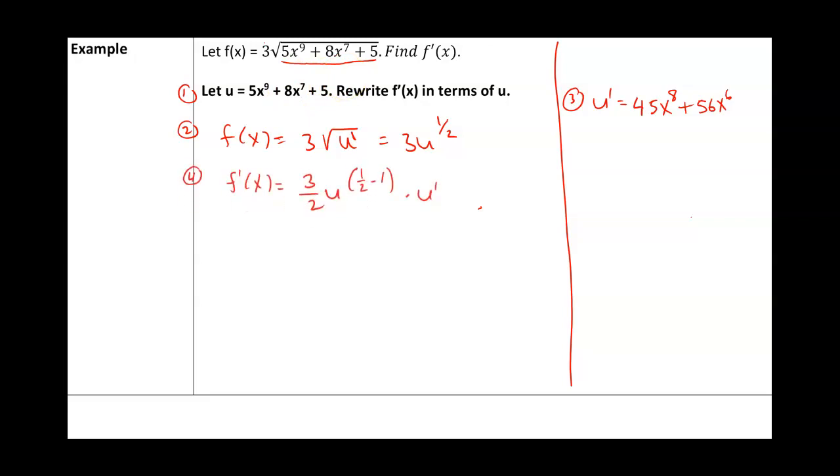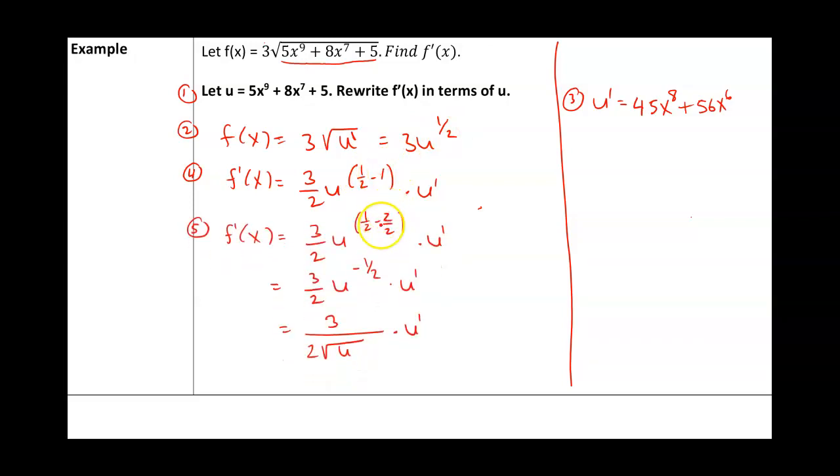And now if I take f prime of x, the 1/2 comes down and multiplies with the 3. So this gives you 3/2. And then you have u to the 1/2 minus 1, so we just subtract the exponent. Now 1/2 minus 1, if you get a common denominator, the 1 turns into 2 over 2. This gives you negative 1/2. Because we have a negative 1/2, this goes to the denominator and becomes positive 1/2, which is the same thing as the square root of u.